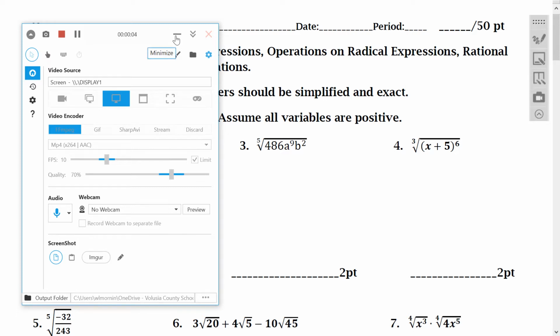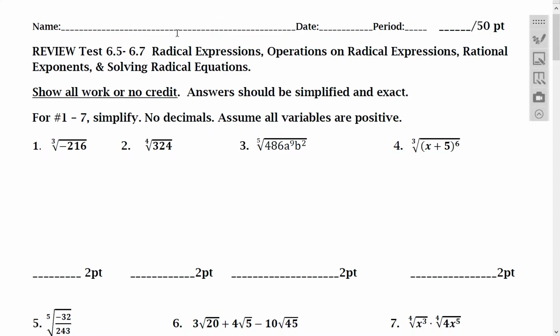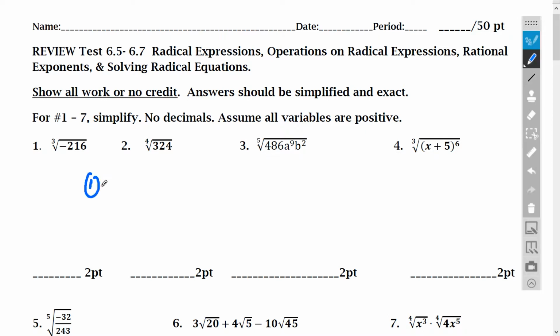Okay, go ahead and take a look at this review for the test tomorrow. So the first few problems, 1 through 7, we are simplifying, no decimals, assume all variables are positive. Right, so these are just simplifying radicals. All right, so let's take a look at the first one.